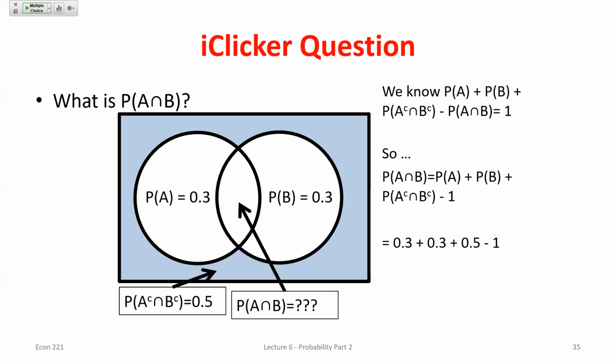Maybe I leave out some of the cells, right? So you couldn't see what the intersection is. You could see the probability of A, the probability of B, and the intersection of the complements. You could still come up with what that intersection value was. Questions on that before we keep moving?